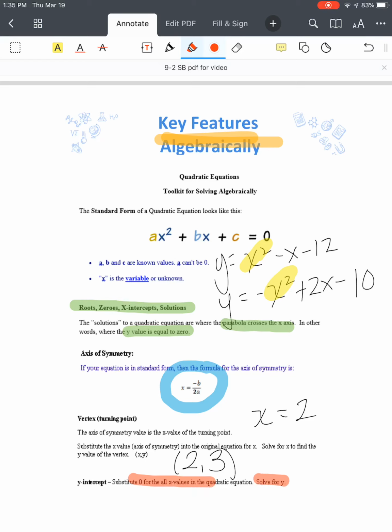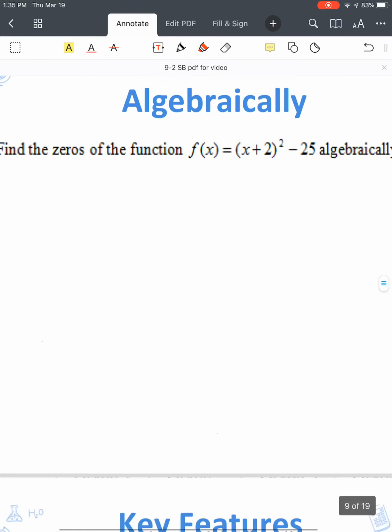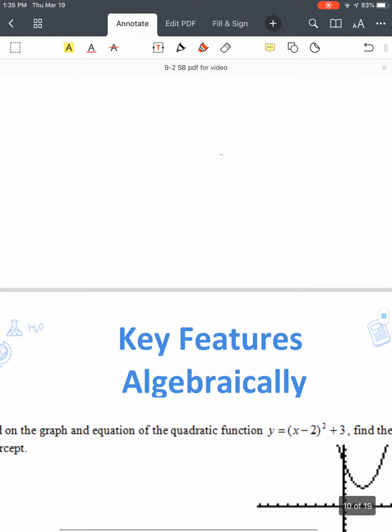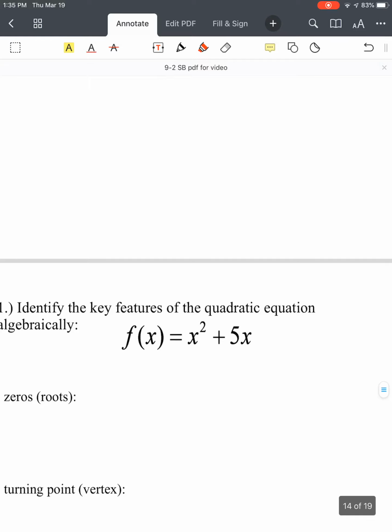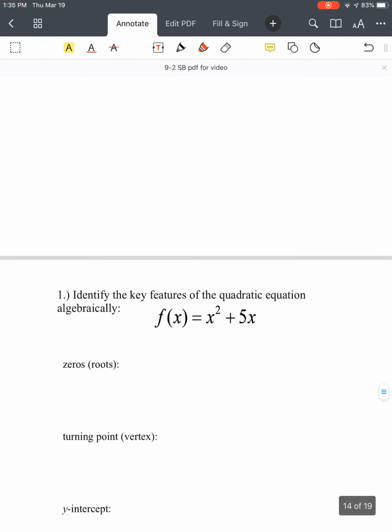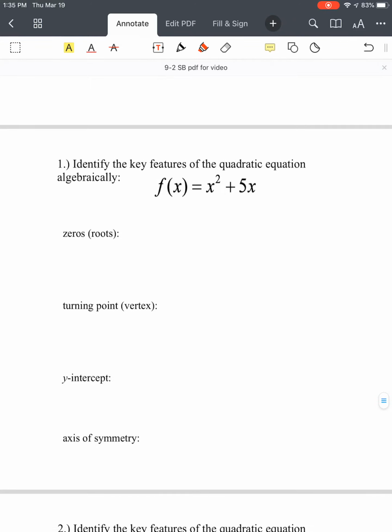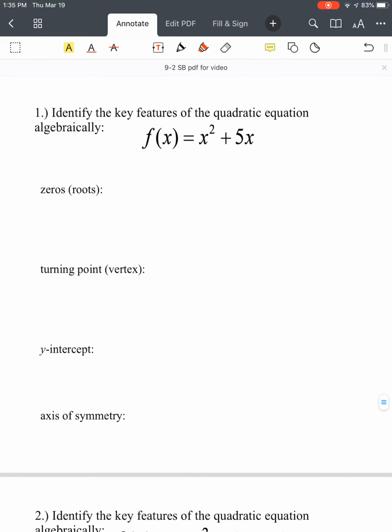So let's practice with some of these. If you have your notes packet, we're going to skip these questions. There's 4 questions we're going to skip, and we're actually going to go right to the practice. And I want you to find this right here. If you don't have your notes packet, hopefully you've printed out these questions that you need.